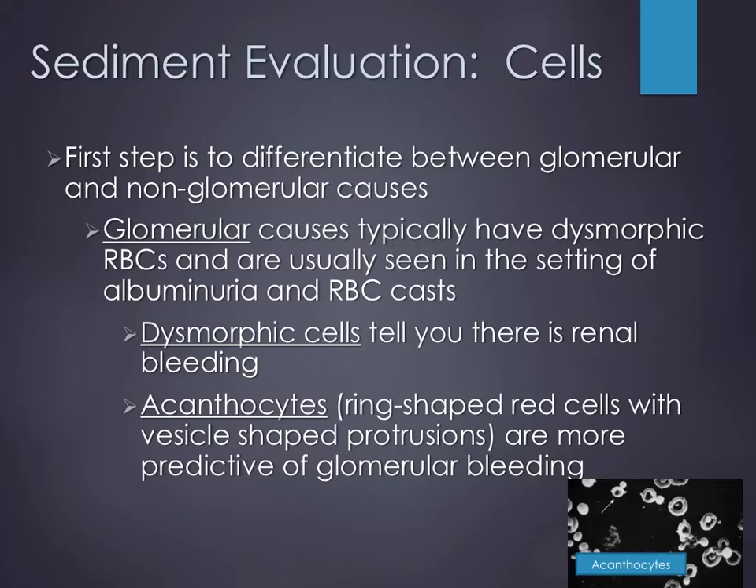There are 2 different types of cells that we're going to look at here. One is called dysmorphic cells, and if you see those, that tells you that there's renal bleeding that's taking place. The other kind, and I gave you a picture down here in the corner, is something called acanthocytes. These are like ring-shaped red cells with little vesicle-shaped protrusions. They are more predictive of glomerular bleeding, okay? So when you're trying to differentiate these out, glomerular bleeding will typically have dysmorphic red cells. Dysmorphic cells tell you there's renal bleeding, and if there are acanthocytes present, that's more predictive of a glomerular bleed.